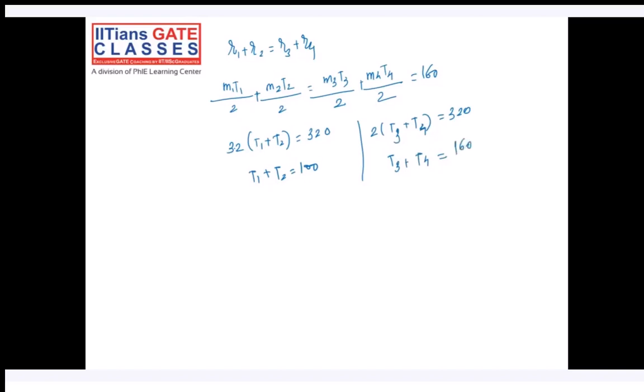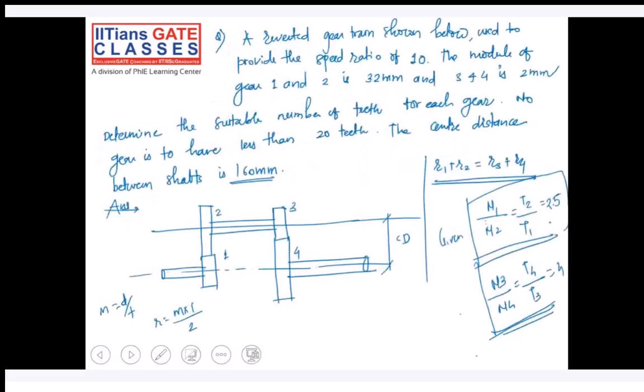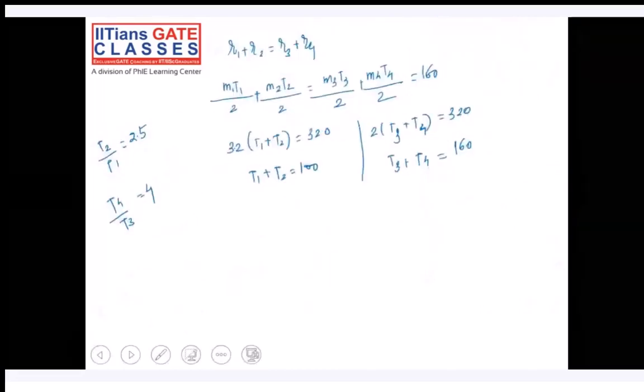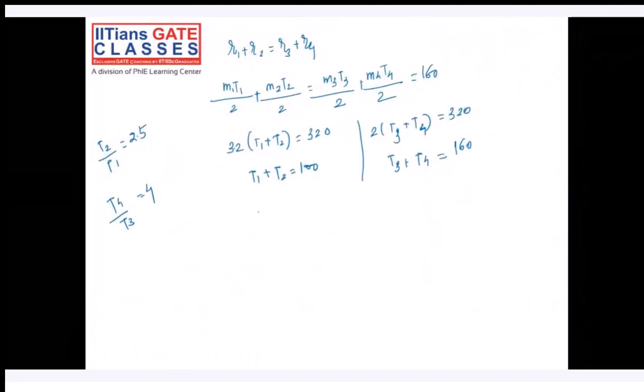So they have given you the relationship between T1 and T2, that is T2 by T1 is given as 2.5 in the last slide, if you remember, and T4 by T3 is also given as 4. Let me see. Yeah, it's 4, T4 by T3 is 4. So using this I can say T1 plus 2.5 times T1 is equal to 100. So it's 3.5 times T1 is equal to 100. So T1 is equal to 28.57. As the number is greater than 28, I would assume it as 29 teeth.